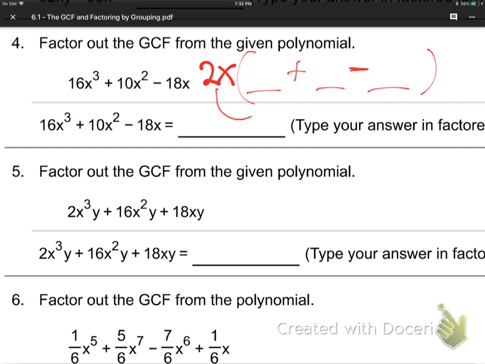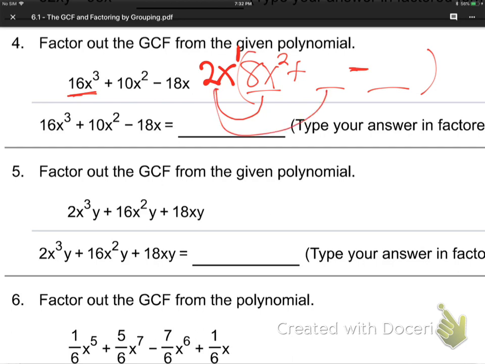So 2x times what will go back to 16x to the third? 8x to the second. Remember how it works? There's an invisible 1 power on that guy, huh? So remember, you're checking by multiplying them back, right? You're saying the out front numbers multiply, powers add. 2 times 8 would be 16. Powers would add to go back to x to the third, huh? That's why we want to learn it forward. Now we can do it backwards.